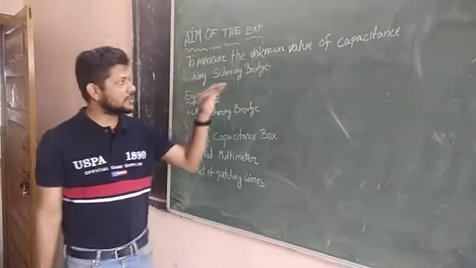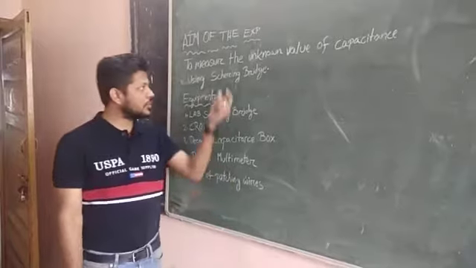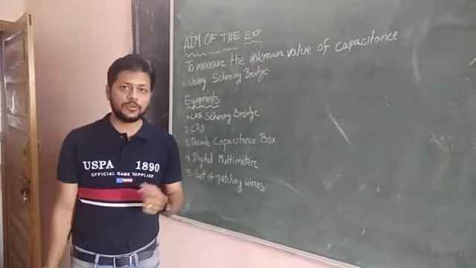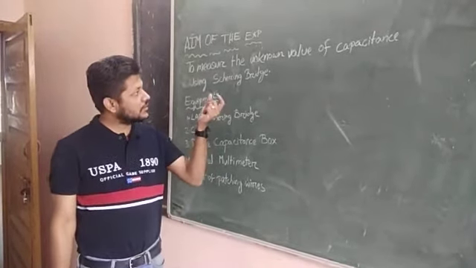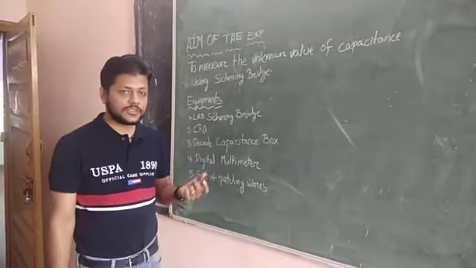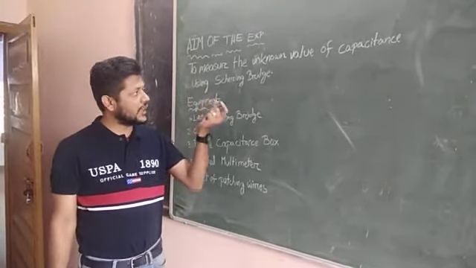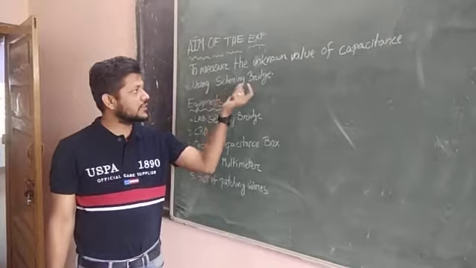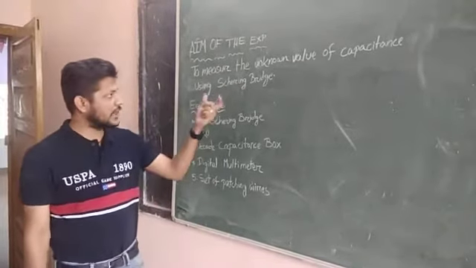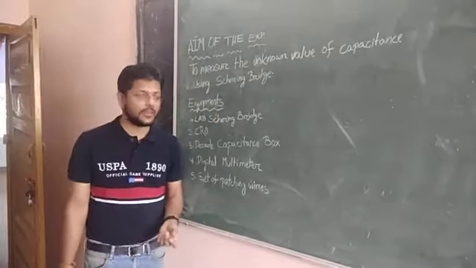So the basic advantage of the Schering bridge over the De Sauty bridge is that it not only measures the value of capacitance, but also measures the insulating property. The losses that occur inside the dielectrics are also measured by this Schering bridge. So that is the basic advantage of the Schering bridge over the De Sauty bridge.